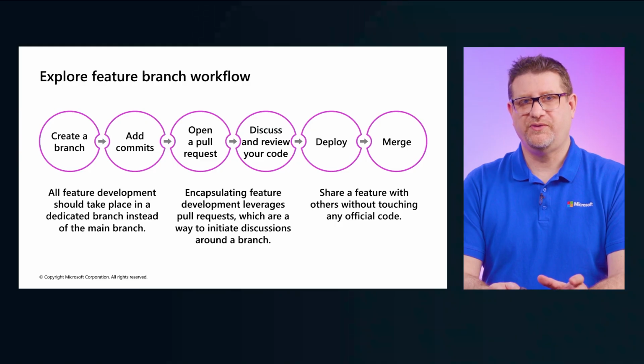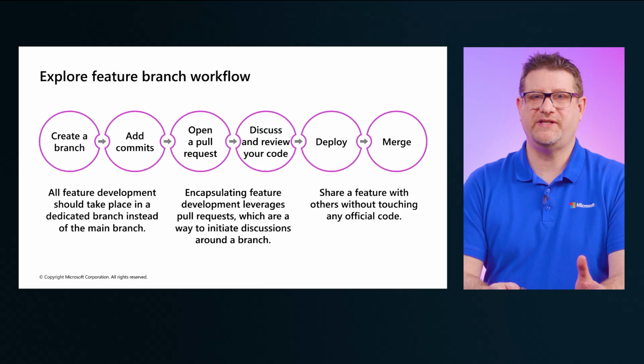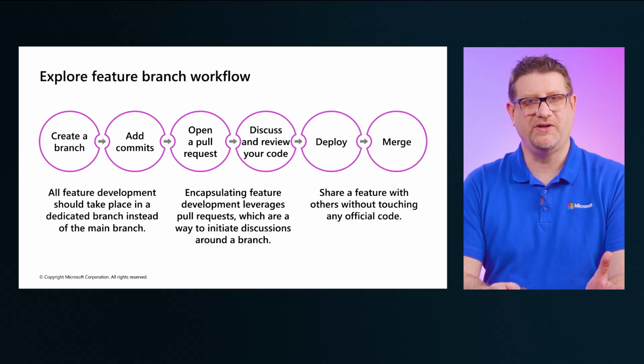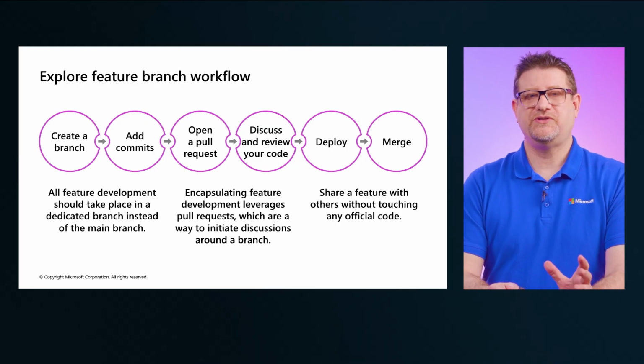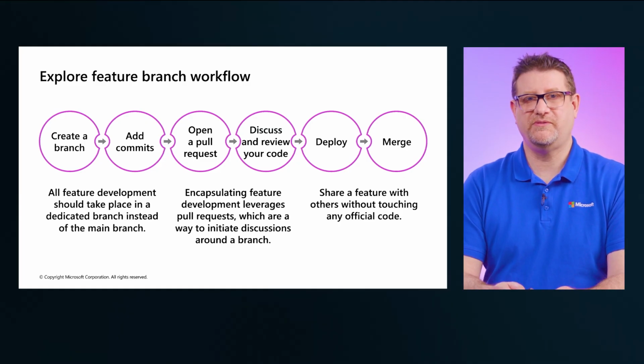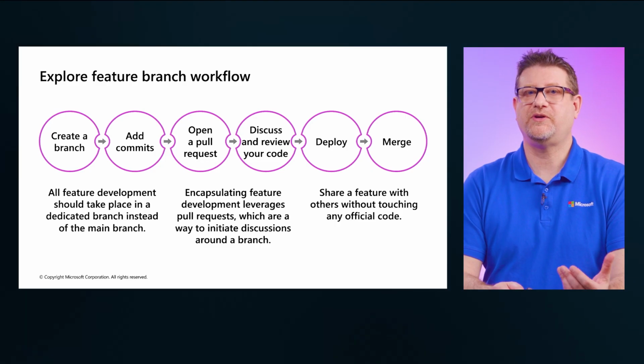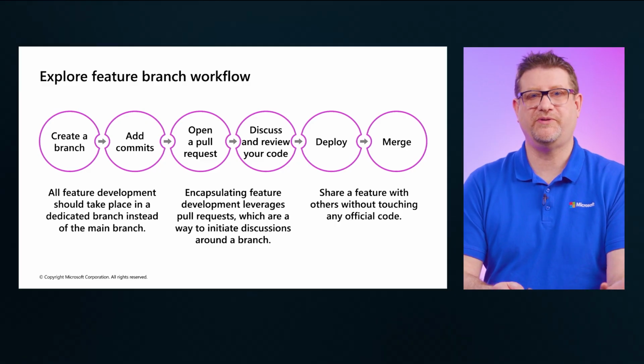The feature branch workflow is the best practice in modern DevOps, where all feature development occurs in dedicated branches rather than in the main branch. This approach allows developers to work independently on new features, minimizing the risk of disruption to the main code base. By isolating the changes, teams add the commits, open pull requests, and review the code collaboratively before merging, ensuring that only validated and high-quality code is integrated into the main branch.